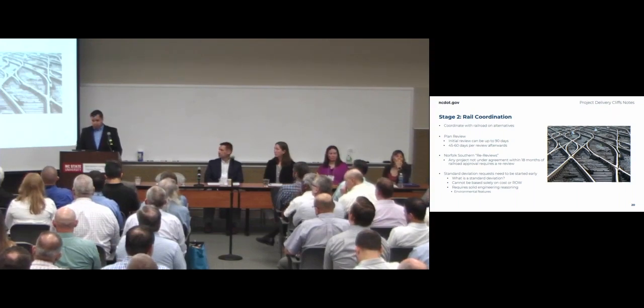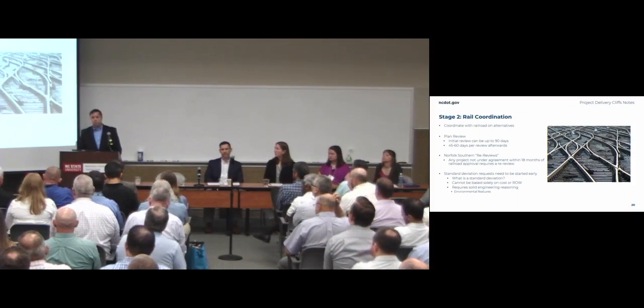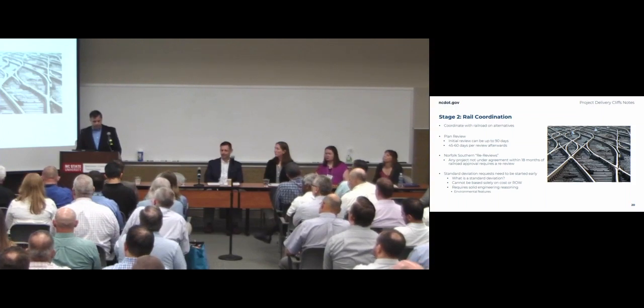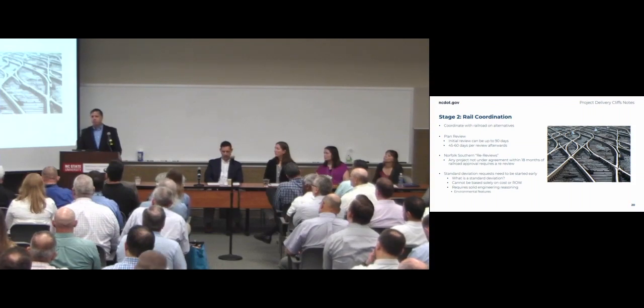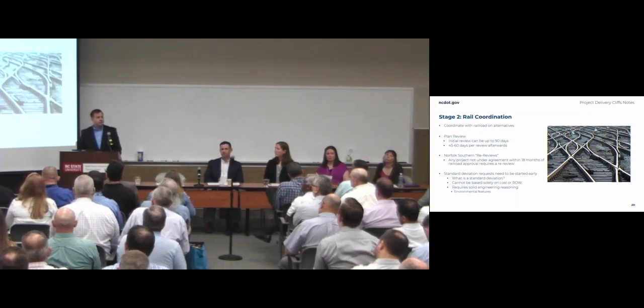Standard deviations. Each railroad has minimum requirements that they require depending upon the impact, whether it's an at-grade crossing or it's a grade separation, whether under or over. So what is a standard deviation? As I talked about before, what are the alternatives? Making sure that all the alternatives have been exhausted and you've tried your best and this is the best design that we can come up with for this particular location and it doesn't meet the railroad standards, we look at doing a standard deviation.